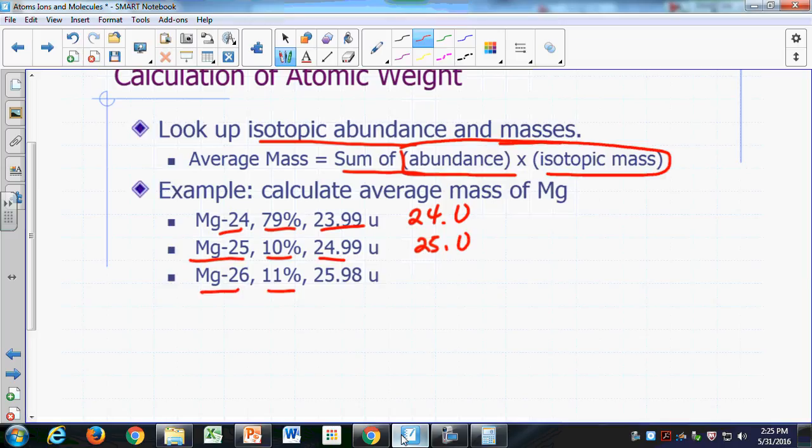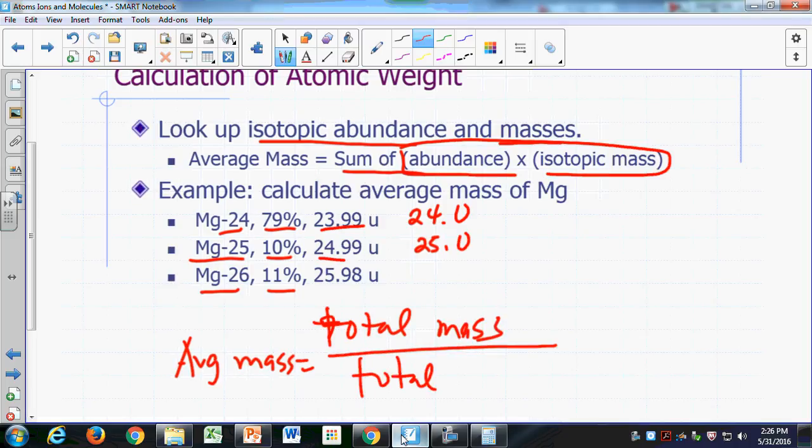So how do I get the average? Well, let's imagine you have 100 of these. So you add up all the masses. So average mass is total mass divided by total number of atoms. That's how you can calculate the average. You add up everything, divide by how many you have of each.